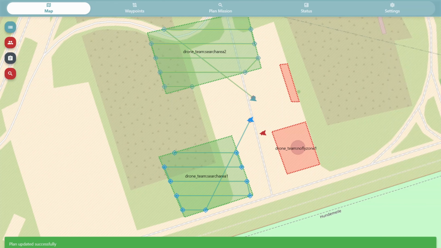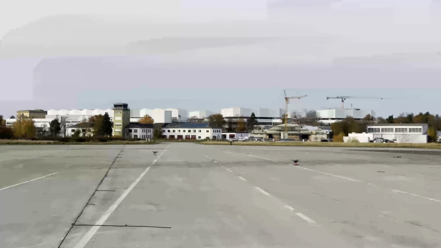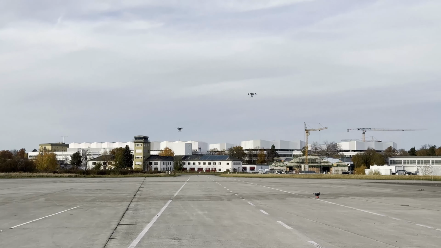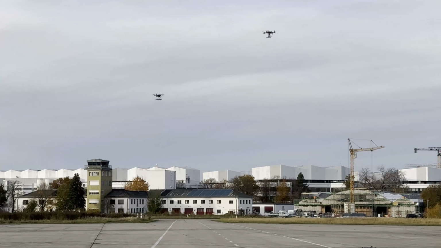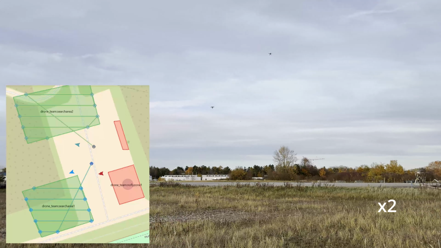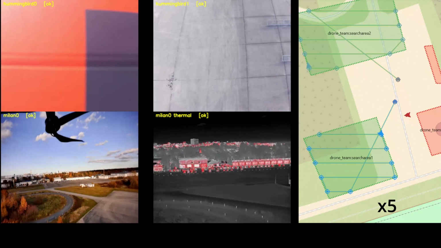The planning module is automatically assigning the UAVs to each search area. Once the mission is started, the UAVs are automatically taking off and flying to their search area. The real-time UAV motion is displayed in our GUI. Now you can see the UAV's video stream and the progress of the search.